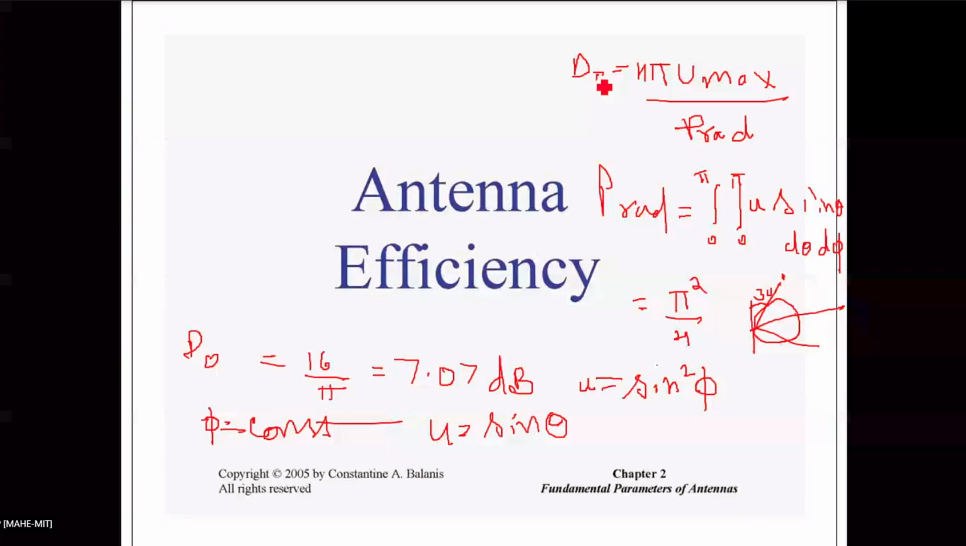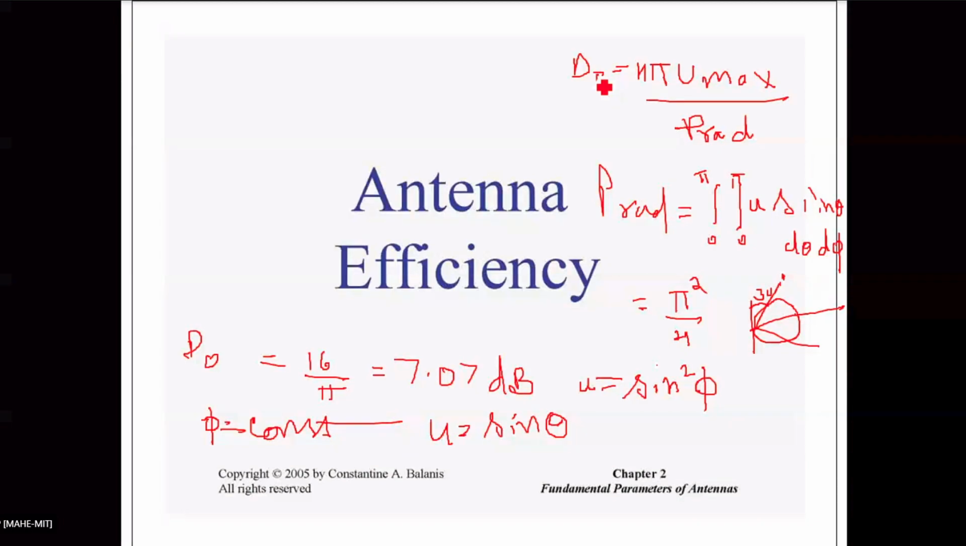Part A, power density, W rad. Part B, total power radiated, P rad. It's very easy, find out.